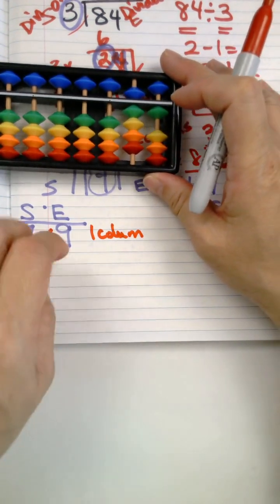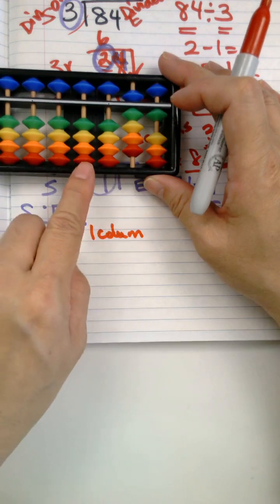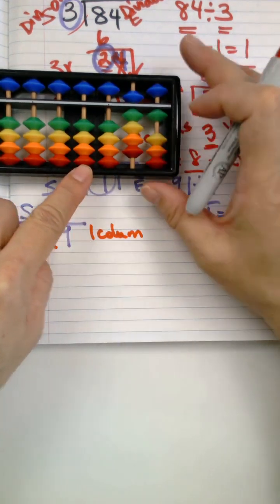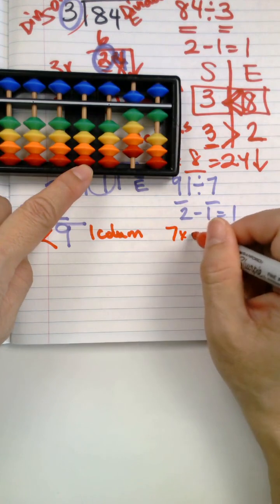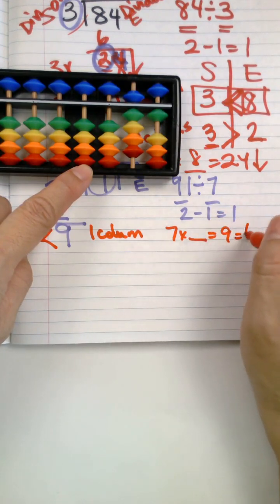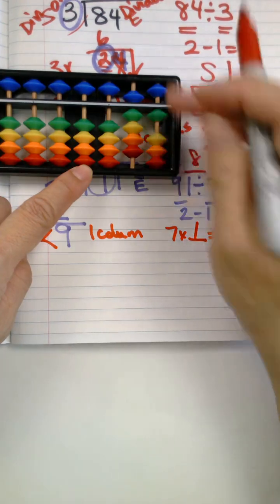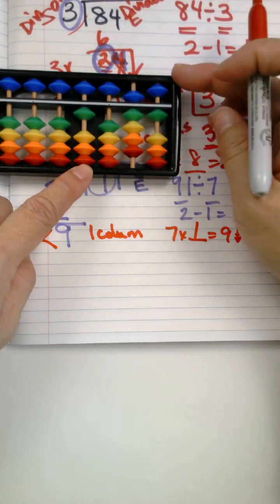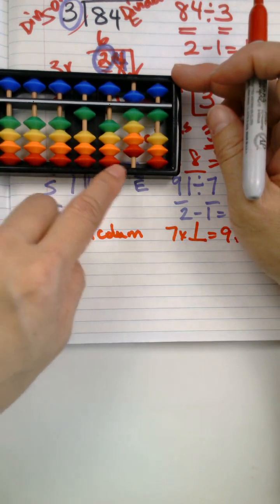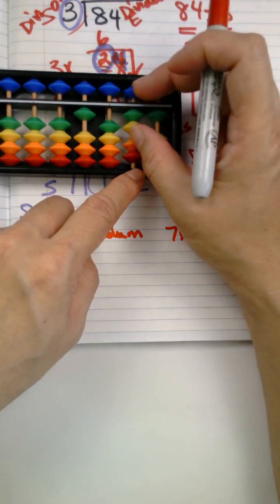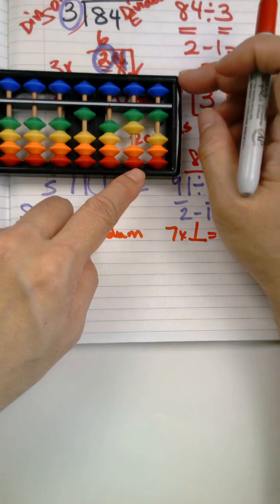See you later, Amma. So I have to skip one column, and I have to do this column. So 7 times what is equal to 9 or less, right? 7 times 1. 7 times 1 is equal to 7. So I go here and I take away my 7. So now I have my question.